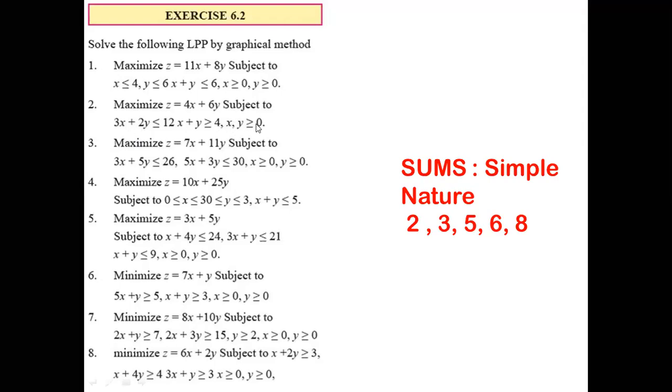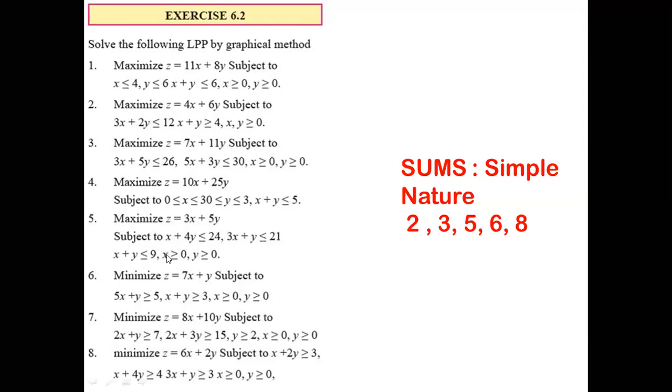Always remember class, the non-negativity constraint you have to ignore. Don't consider them. So here you can see you have two inequations. The signs are different, so be very careful while shading the areas. Then you can solve the third sum. Again, you have two inequations in that. Then you can solve sum number 5.